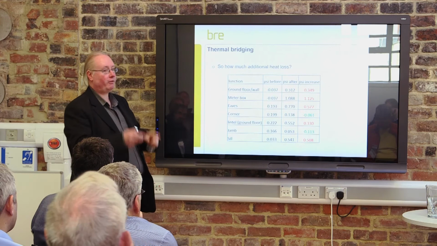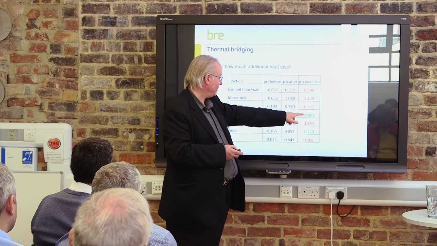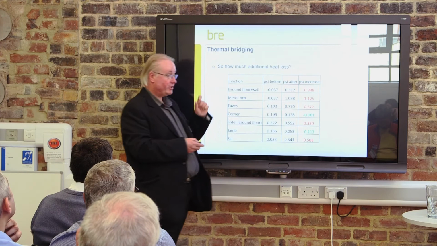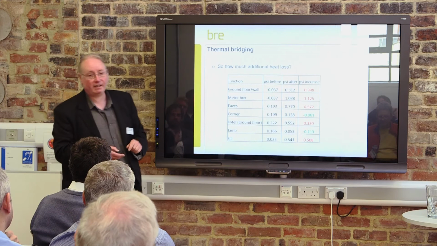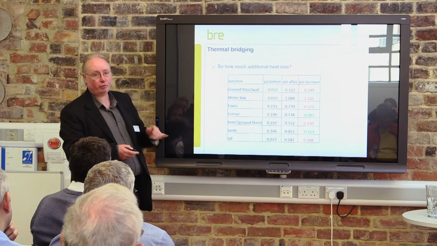Now the corner reduced slightly, as you would expect, as did the jamb, because the jamb was the one location that they actually were able to put a 30 mil return of insulation in, just 30 mil, and that's the effect it had, significantly reducing the thermal bridge, not eliminating it, but reducing it, and therefore reducing the effect of heat loss and also condensation risk at that location.